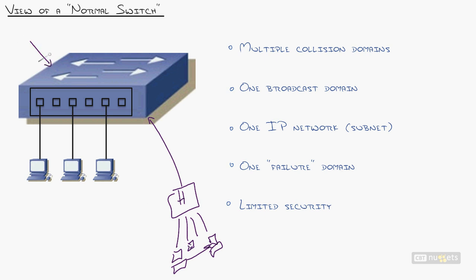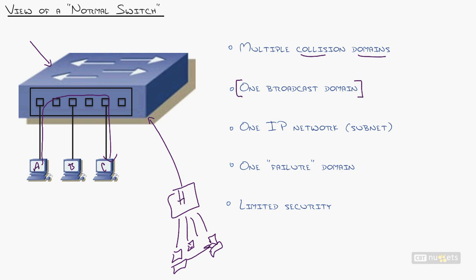So a normal switch offers some separation because it has multiple collision domains. So if host A wants to communicate to host C over here, they can do that without bothering host B in the middle. That's good. However, a switch breaks down, if we can use it in that sense, when we look at the broadcast domain.